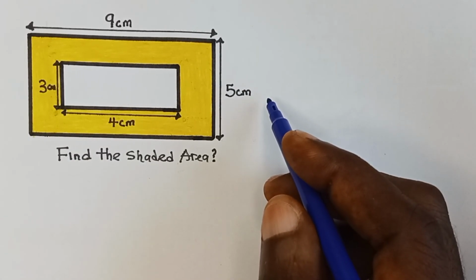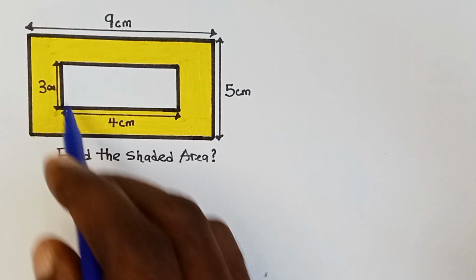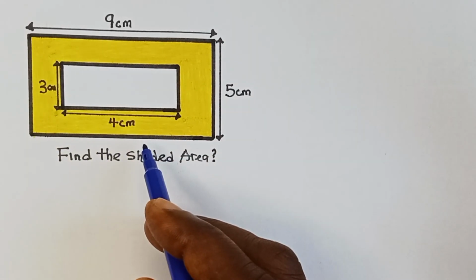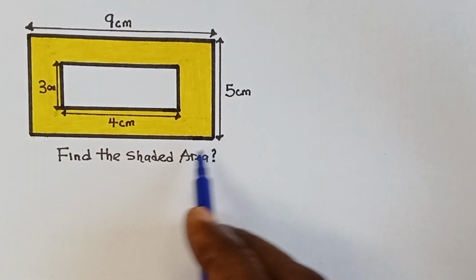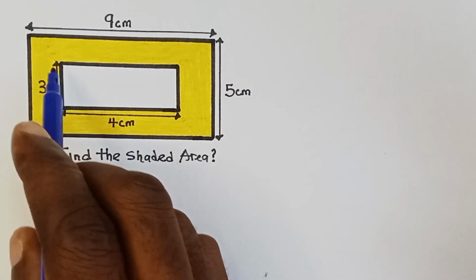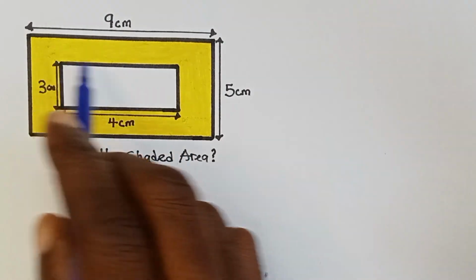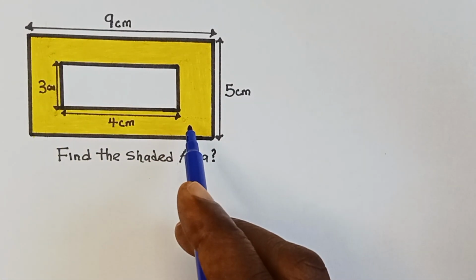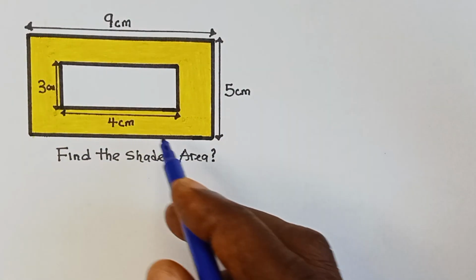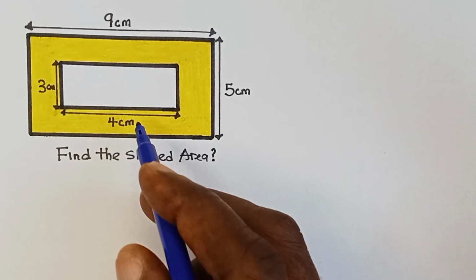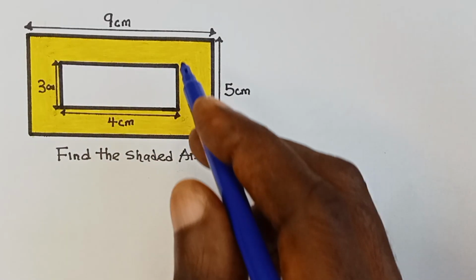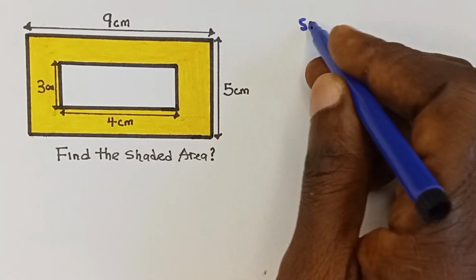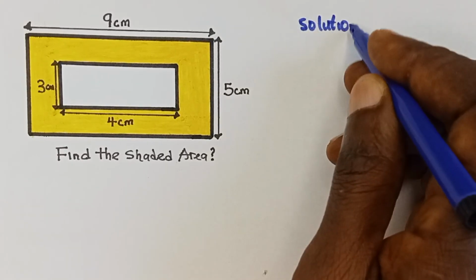In this video I want to show us how we can quickly find the shaded area of this diagram. So we have a rectangle and another rectangle inscribed inside this bigger rectangle, and we are asked to find the shaded portion. Since we have two rectangles, we are going to find the area of each of them. Solution: we have two rectangles.